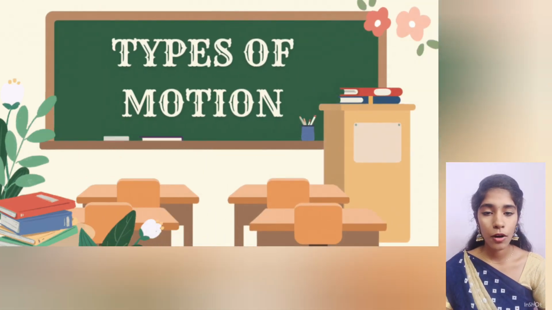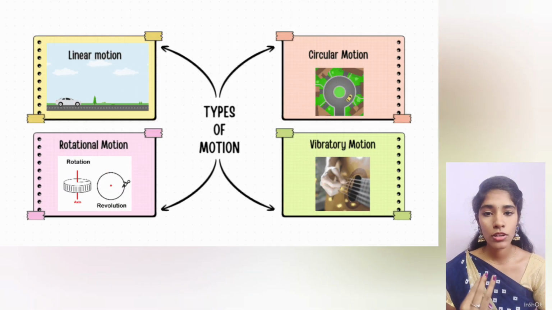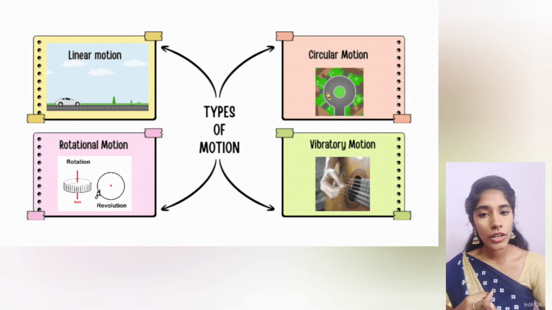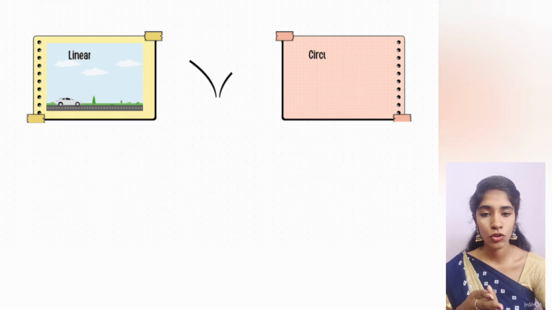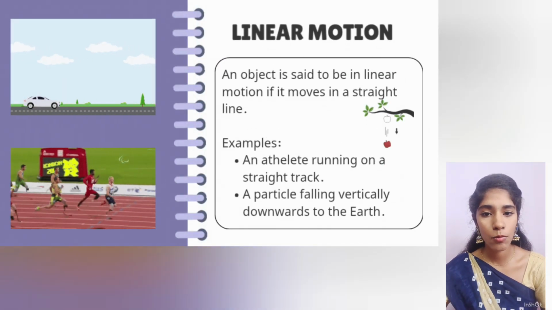Next we'll be seeing about the types of motion. There are four types: linear motion, circular motion, rotational motion and vibratory motion. So there are four types of motion. First we'll see about the linear motion.